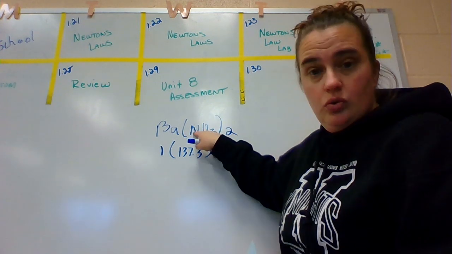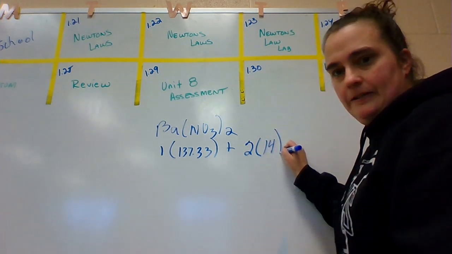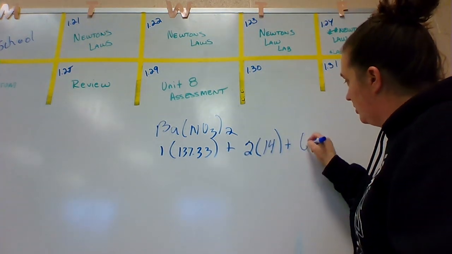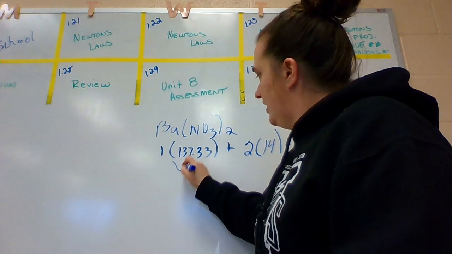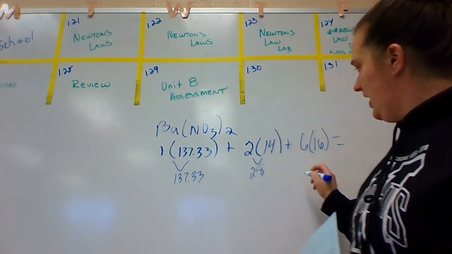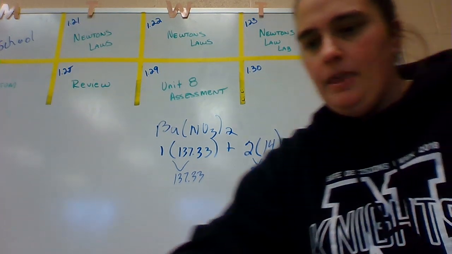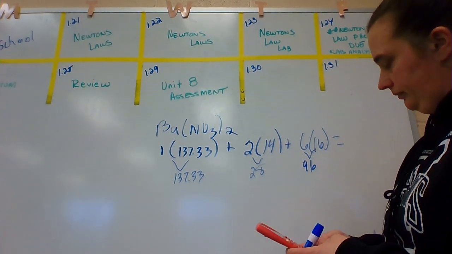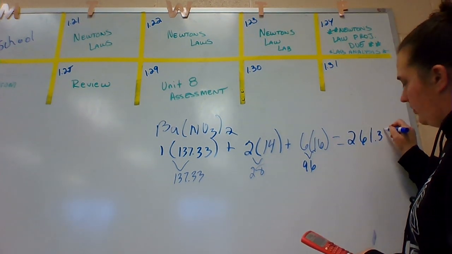So this one is 2 times 1. So I have 2 nitrogens times the mass of nitrogen, which is 14, plus here, oxygens, I have 6 oxygens. So 6 times the mass. Add all of those up. Let's see, this would be 137.33. This is 28. And this is 96. So looking at my handy dandy calculator, my formula mass would be 261.33.